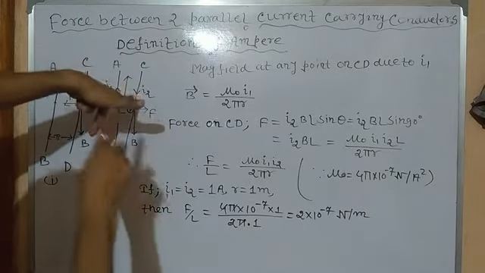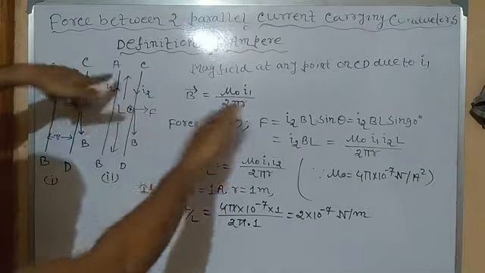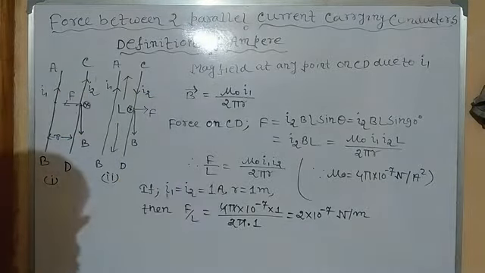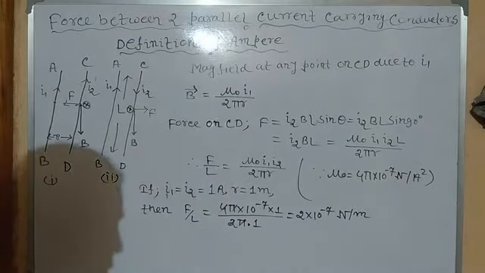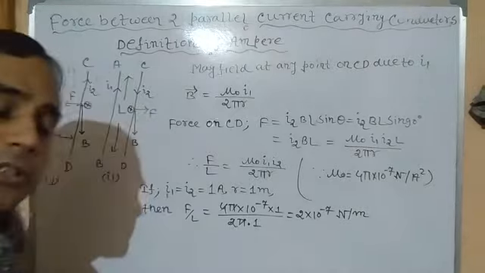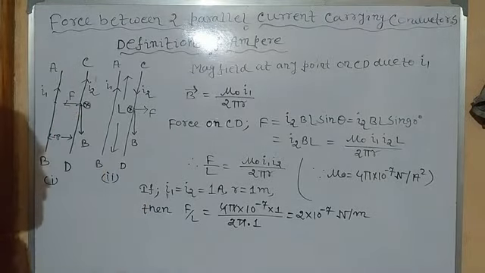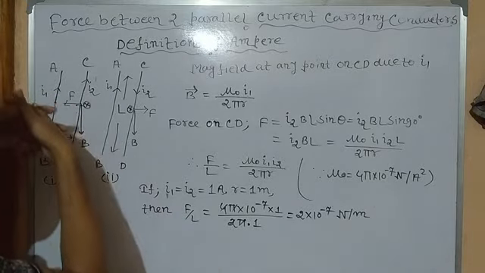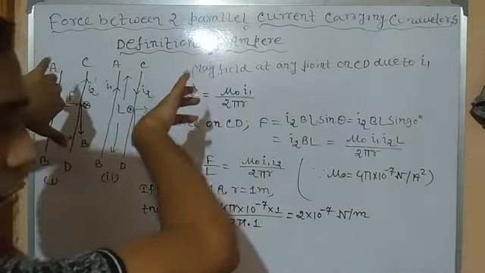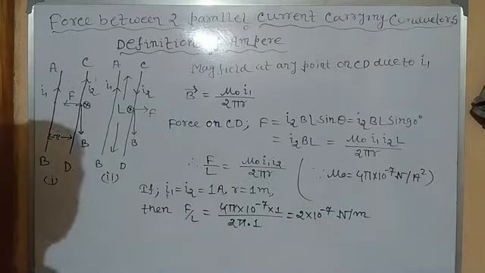So you can see the direction of the force is towards the right. It means they are repelling each other. So we can easily understand why, when two parallel current carrying conductors carry current in the same direction, they attract each other, and why if the direction of current flow is opposite, they repel each other. Okay, so move to the point.